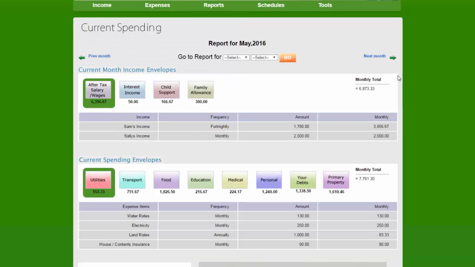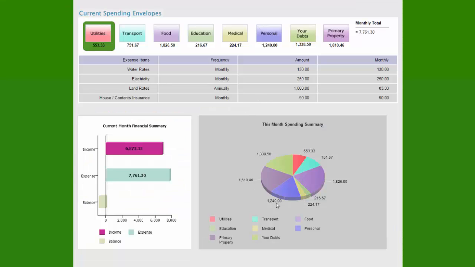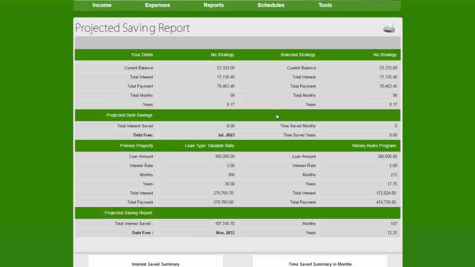Current spending report tells you the money that's coming in and the money that's going out. Again, we have a pie chart of all of the expenses, and here is the income, here is the expenses, and again, here is their negative, overspending. So we've got to fix that problem. In the savings report, you can see that we've got that debt that they had, $53,000, $17,000 interest, total of $70,000 over 98 months. We haven't selected a strategy as yet, so we can't save them any money on their debts.